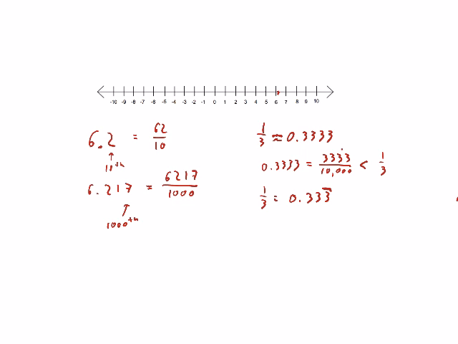While 333 out of 1,000 is very, very close to 1/3, 3,333 out of 10,000 is even closer. And if we keep adding digits, we can get ever closer to 1/3. So if we went on forever, we would theoretically approach 1/3.